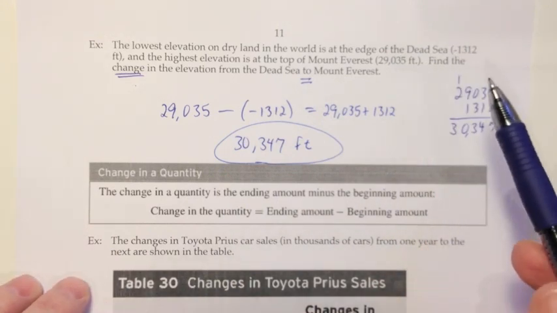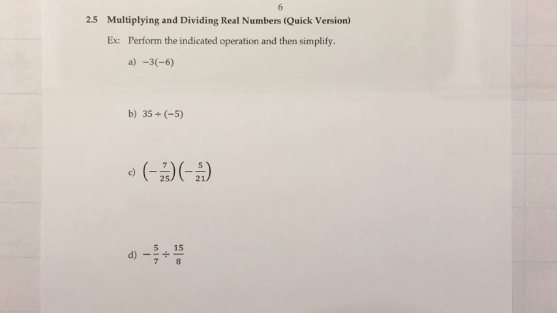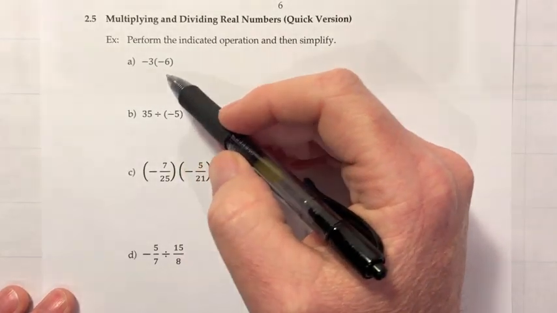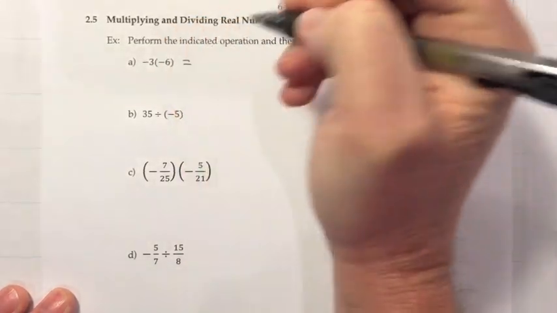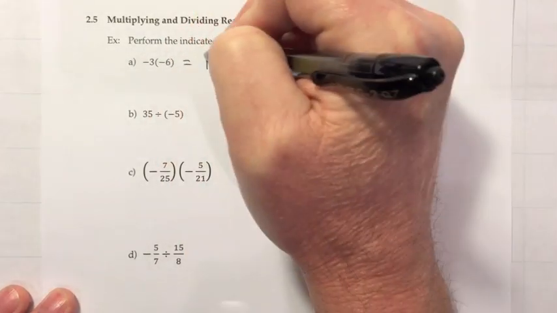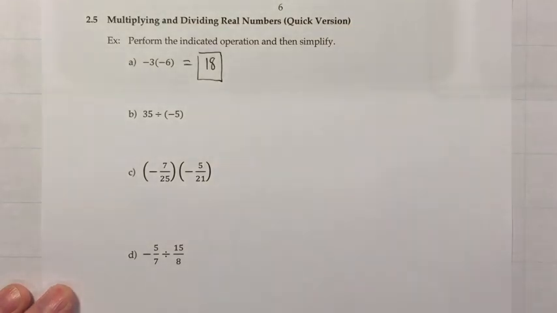Alright, now we're going to finish up with a quick version of section 2.5, multiplying and dividing real numbers. So again, we're thinking about what happens when you have negatives involved. So, reminder from your pre-algebra class, if you have a negative times a negative, you get a positive, and then just do the multiplication of the numbers. So 3 times 6 is 18, and again, a negative times a negative is a positive, so that's why I'm going to say a positive 18.